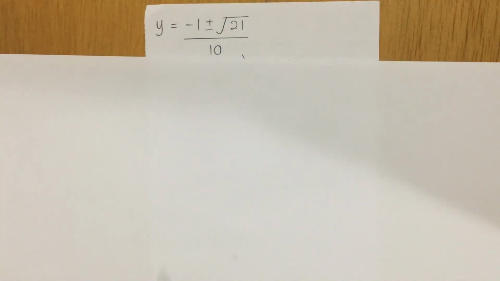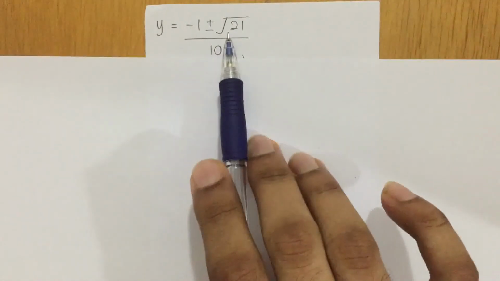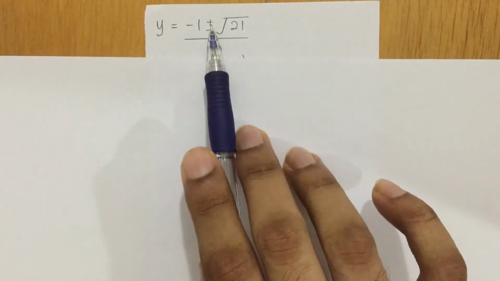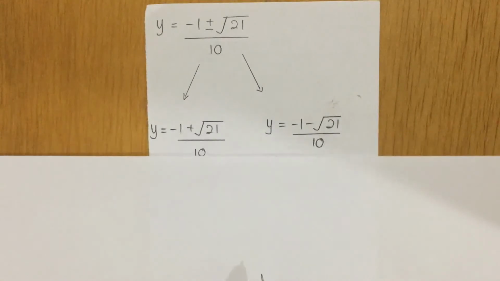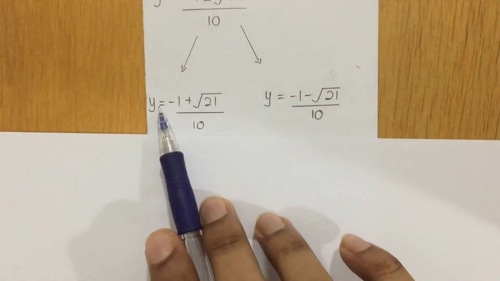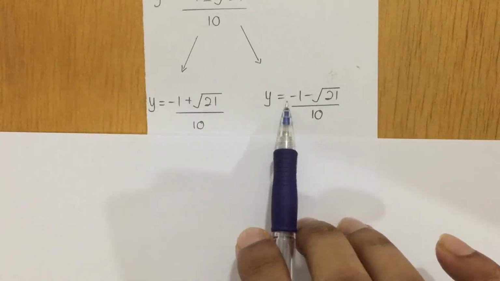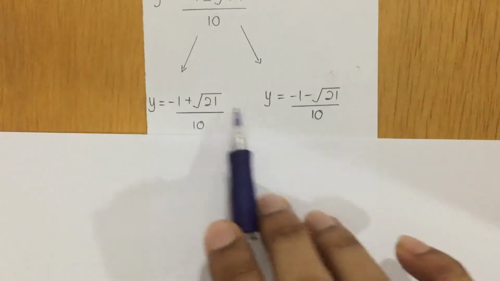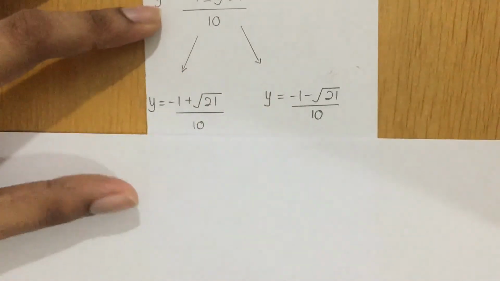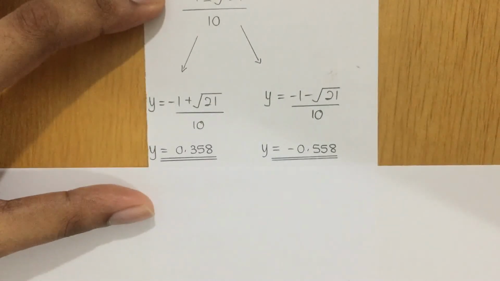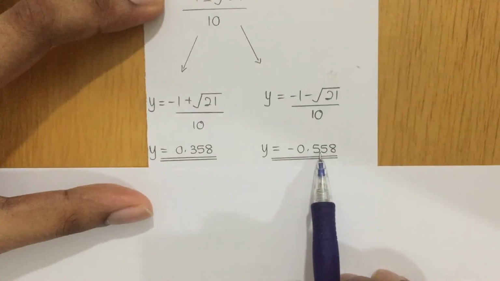Okay, we are still left in this working where you have y is equal to negative 1 plus minus square root 21 over 10. Since you have a plus minus here, you'll have two answers, guys. Your y will be equal to negative 1 plus square root 21 over 10, and your y will be equal to negative 1 minus square root 21 over 10. So you have two separate workings over here. You calculate these two respective values. You should get y is equal to 0.358 and y is equal to negative 0.558.